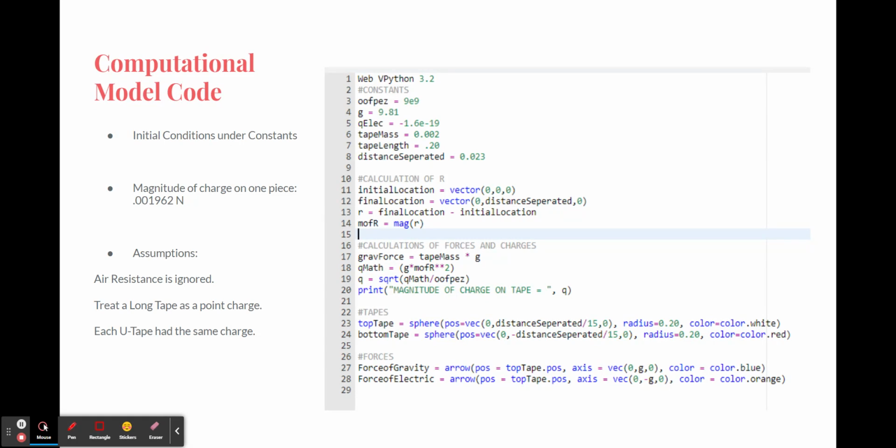The experiment and the model prediction are very similar, as both use Newton's laws and Coulomb's law to produce results.